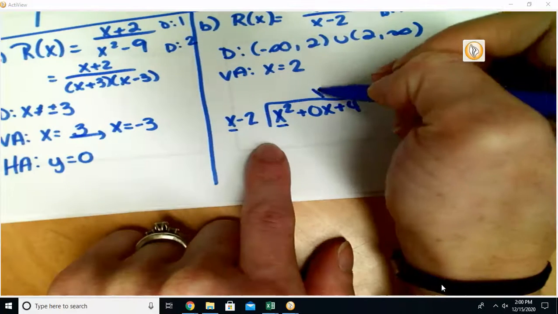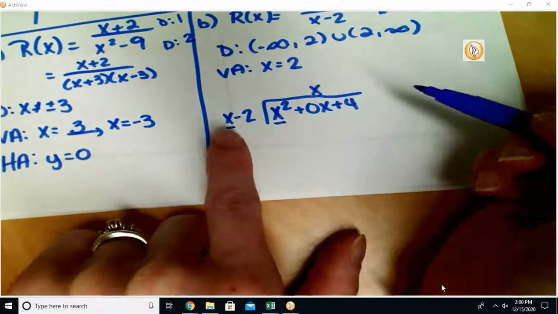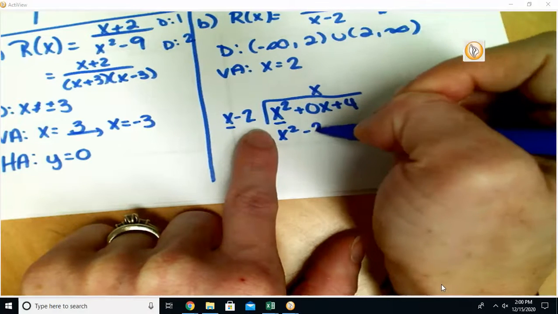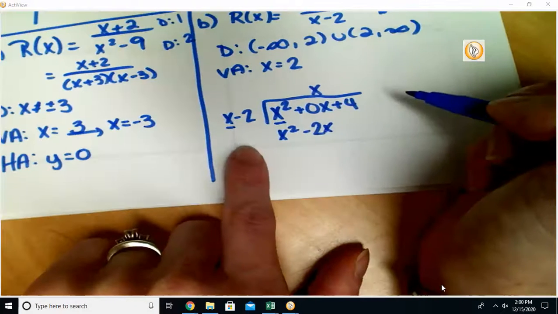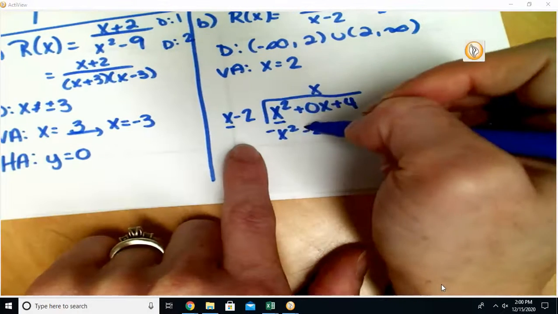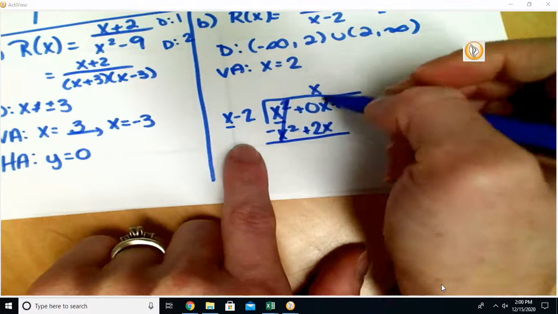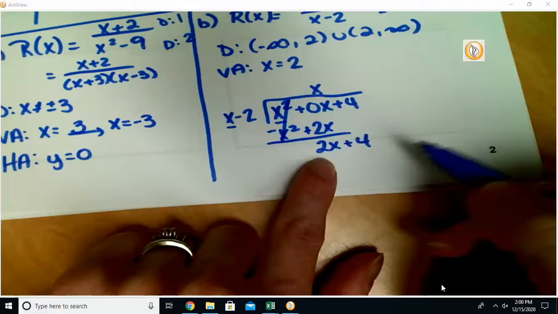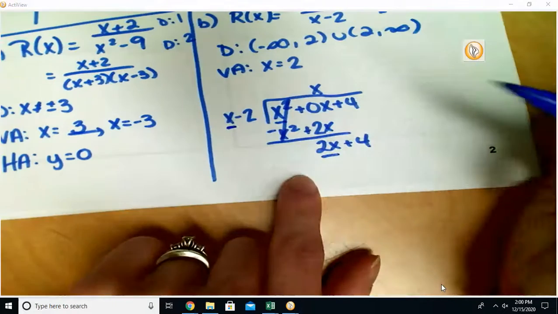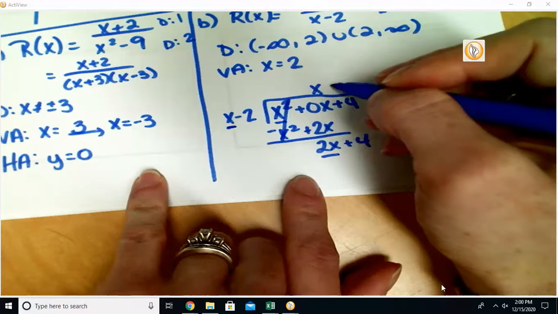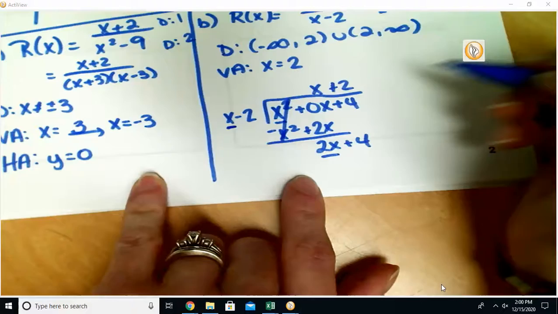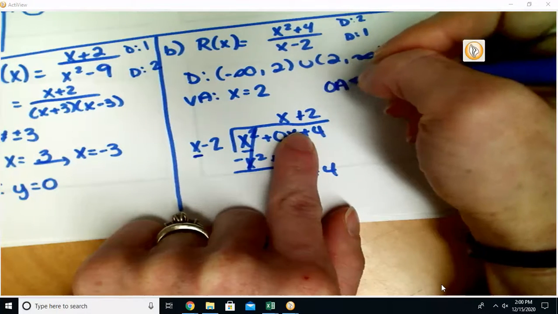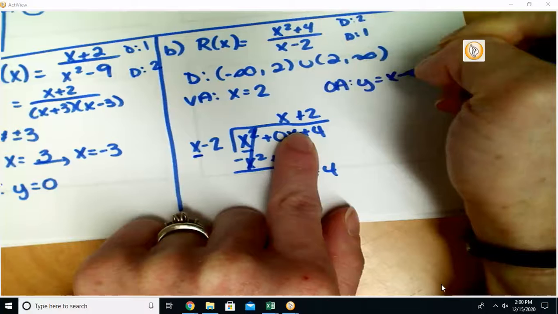Then we divide. So what is x squared divided by x? X. You multiply. X times x is x squared. X times negative 2, negative 2x. And then what do I do? Okay, I distribute a negative. And then add, so I'm down to 2x plus 4. So you divide 2x divided by x. 2. And that's all we need. We don't have to finish this. So it is oblique. Y equals x plus 2.